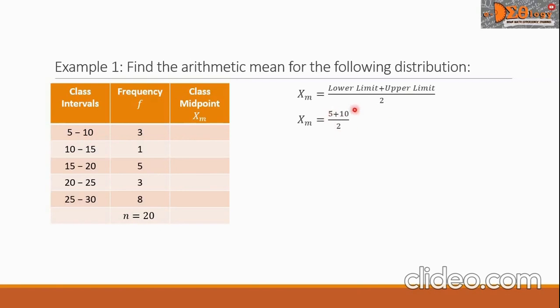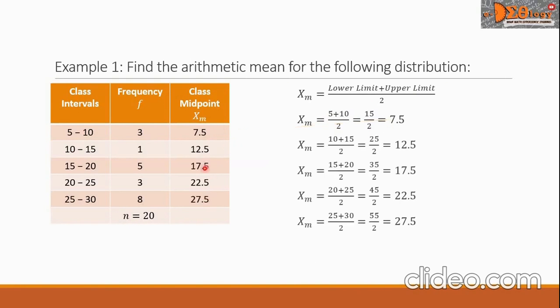Simplifying, 5 plus 10 will give 15, and then this is divided by 2, and we will have 7.5. And this value we will write on the blank. So we have here the 7.5. We will follow this idea for the other blanks on the class midpoint column.